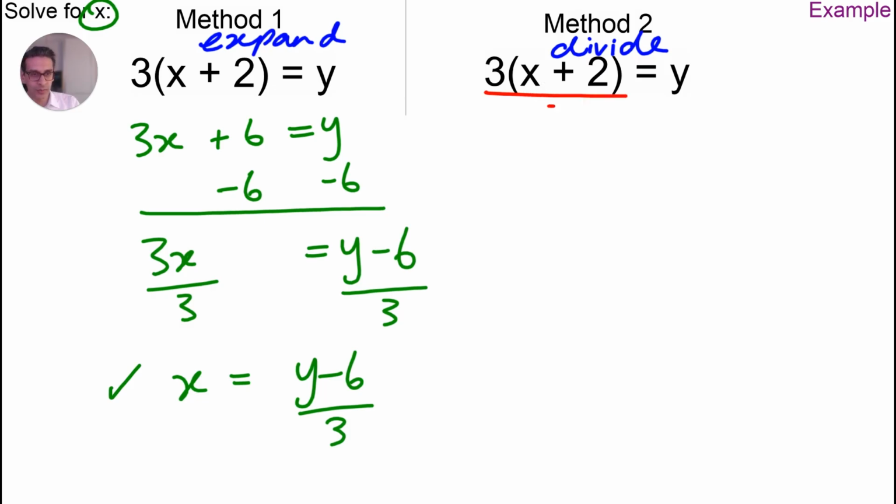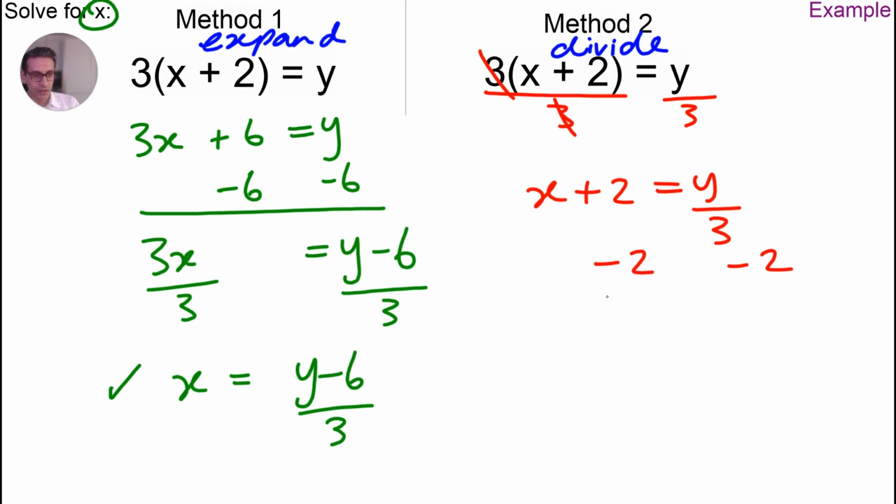So you're going to divide by 3, divide by 3. So that becomes x plus 2 equals y over 3. And then I'm going to take away 2, take away 2. So I'm left with x equals y over 3, take away 2.